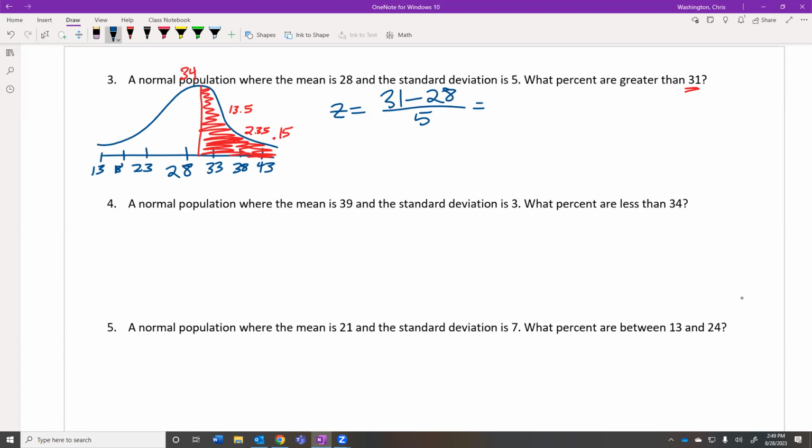So 0.60. Why do I want to put the 0 there? I'll explain in a second. We want to put the 0 there because this chart is 2 decimal places. So I want my z-score to represent 2 decimal places. So if there's not 2 decimal places, just add a 0 at the end. If there's more than 2 decimal places, round to the closest 2 decimal places.